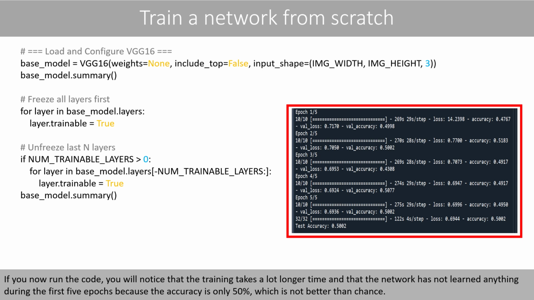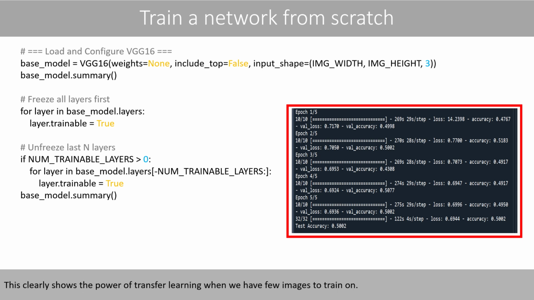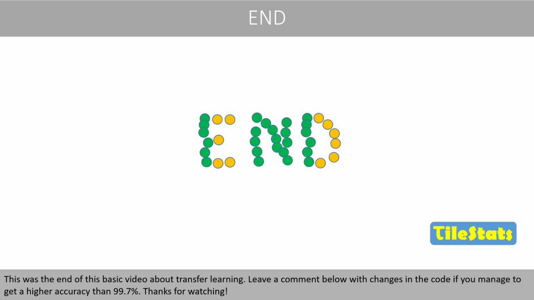If you now run the code, you will notice that the training takes a lot longer time and that the network has not learned anything during the first 5 epochs because the accuracy is only 50%, which is not better than chance. This clearly shows the power of transfer learning when we have few images to train on. This was the end of this basic video about transfer learning.